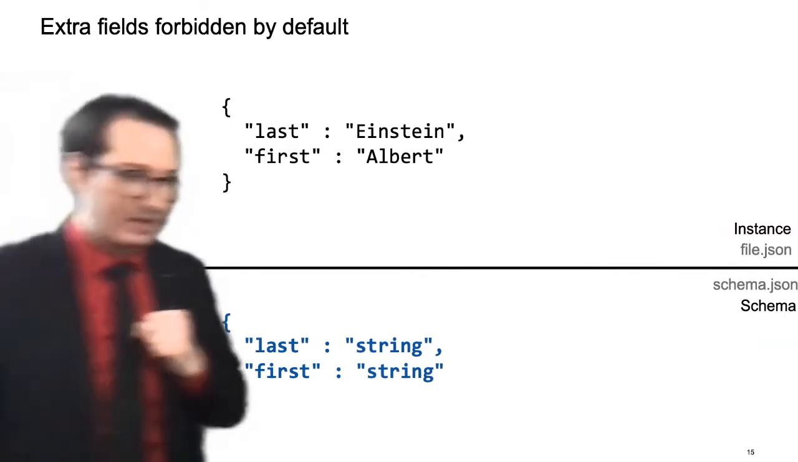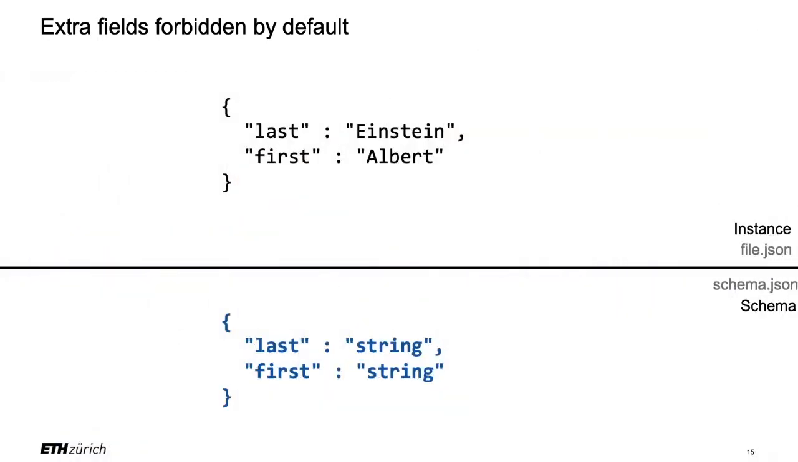Now, the next thing that I want to showcase to you as a feature of many schema languages is the ability to close or open the objects. What that means is here, I have last and first as keys in my schema. Do I allow more fields? What if in my instance, I have dynamically plenty of more fields? Well, here it's forbidden by default. If I try to have new fields in the instance that are not in the schema, that will not be valid.